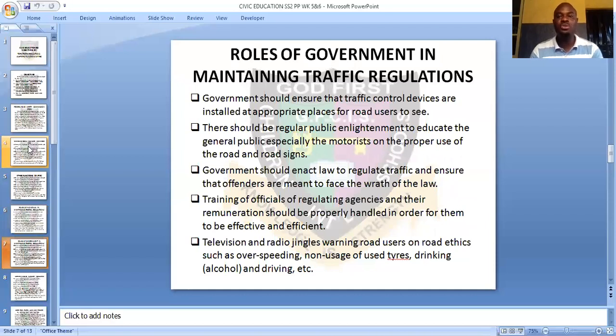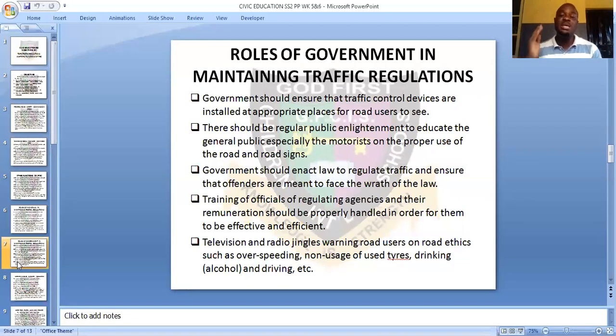All right, roles of government in maintaining traffic regulations. Roles of government in maintaining traffic regulations. Number one, government should ensure that traffic control devices are installed at appropriate places for road users to see. That is, the traffic control devices, they should make sure that they put them at a proper place.